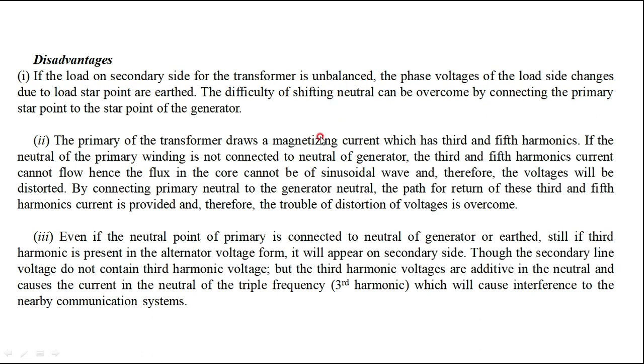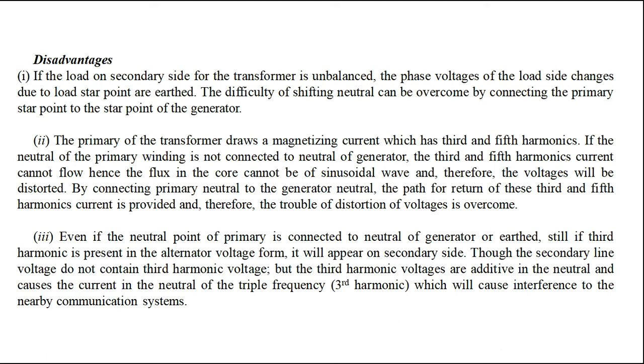The primary of the transformer draws magnetizing current which has third and fifth harmonics. That is, the primary of the transformer draws a magnetizing current. Because of that, there is an introduction of the third and fifth harmonics. If the neutral of the primary winding is not connected to the neutral of the generator, third and fifth harmonic currents cannot flow. Hence, the flux in the core cannot be sinusoidal, and therefore the voltage will be distorted. If any harmonic contents are present in the waveform, it is a non-sinusoidal waveform. That is another disadvantage of connecting three single phase transformers in star-star connection.